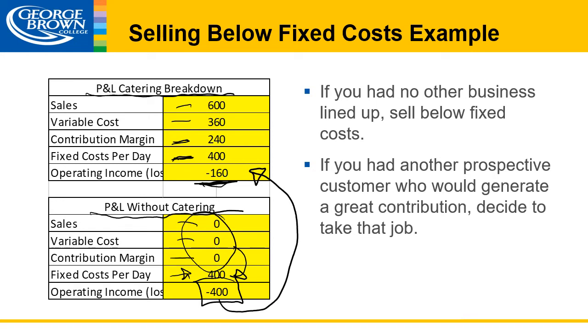So in this case, if you had no other business lined up for the day, you should sell below fixed costs because it is a financially more responsible decision to make. It is still taking a chunk out of your yearly fixed costs. However, if you had another prospective customer who would create a greater contribution margin, then you would take that job instead. But again, faced with 0 business, you would take this particular job and sell below fixed costs.